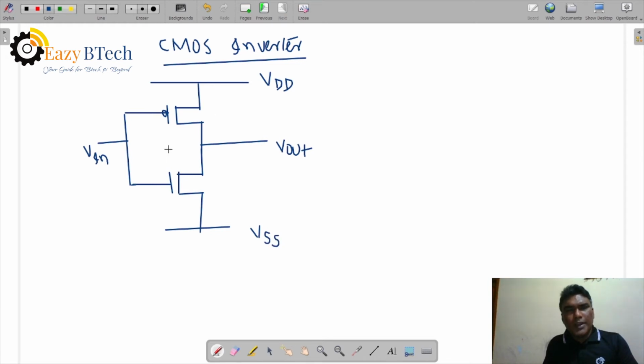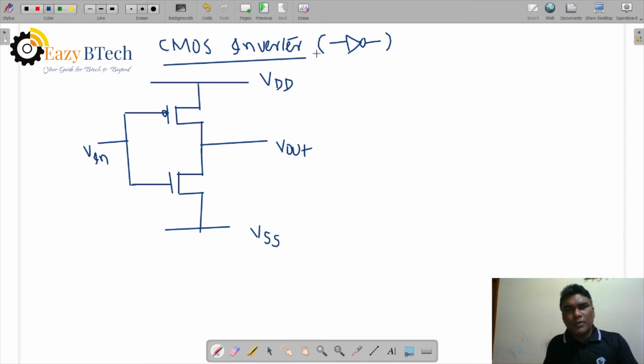For the inverter, when you give logic 0, output is 1. Input is 1, output is 0. That is the simple representation of an inverter. And even though the input may have irregular voltages, it will give a standard output.